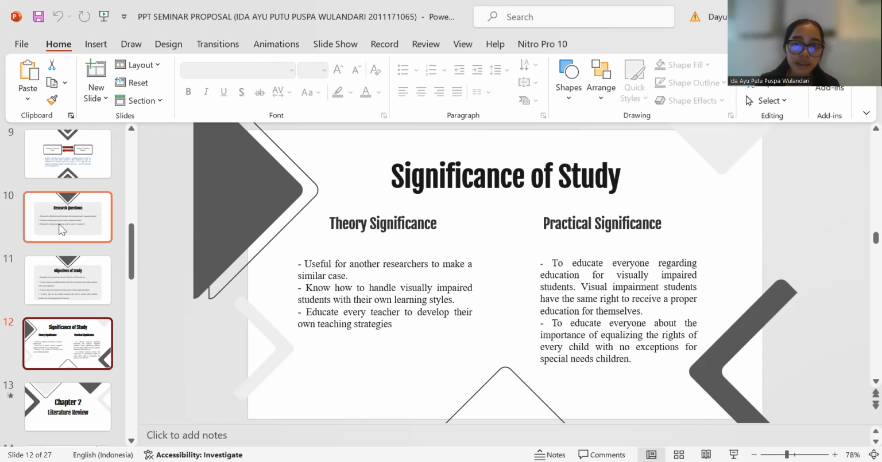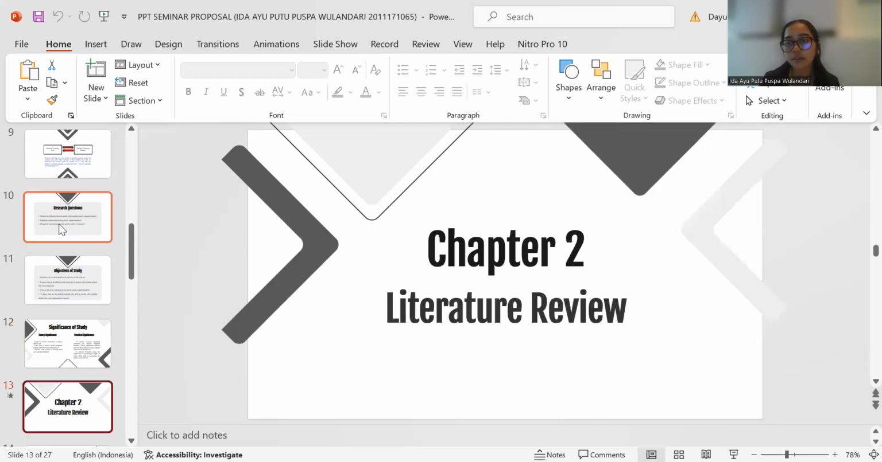And next is practical significance. There are two points in practical significance. The first one is to educate everyone regarding education for visually impaired students. Visually impaired students have the same right to receive a proper education for themselves like normal students. And the last is to educate everyone about how important it is to equalize the rights of every child with no exceptions for special needs students.